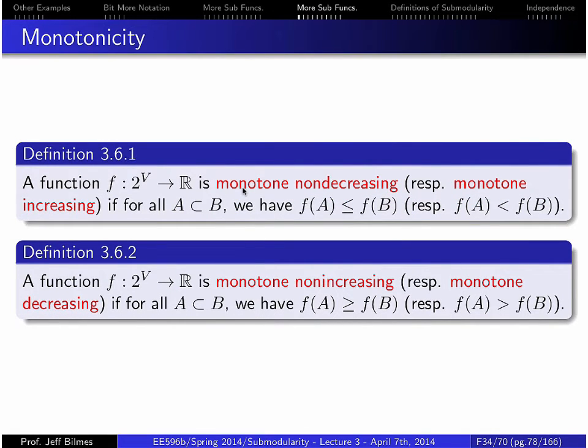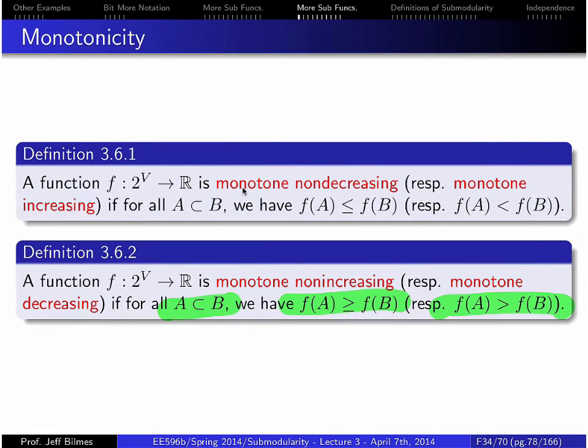And another one of these is a monotone non-increasing function. So there's monotone non-decreasing and monotone non-increasing, which is a non-strict version of monotone decreasing, the opposite. Basically, if you've got a superset, the value either can't increase or strictly decreases.